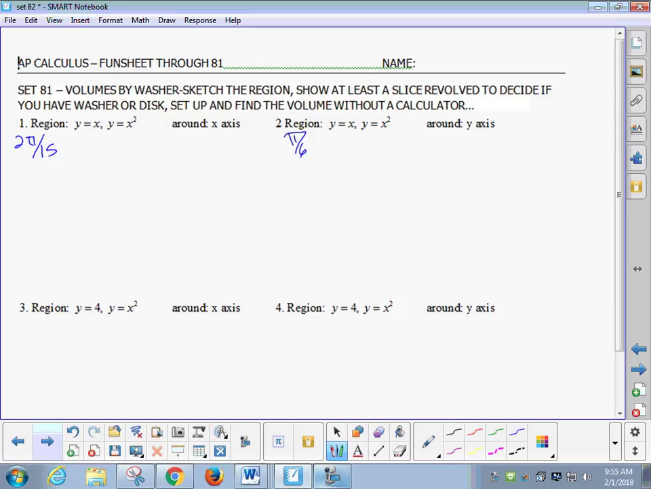Number 2, pi over 6. Number 3 was 256 pi over 5. I would bet many of you said 128 pi over 5. You inferred that they wanted the right side of the graph only. They didn't say that. It's from -2 to 2, not 0 to 2. Number 4 was 8 pi. You could use symmetry on number 3, by the way. If you did 0 to 2, you could just stick a 2 in front and call it good.